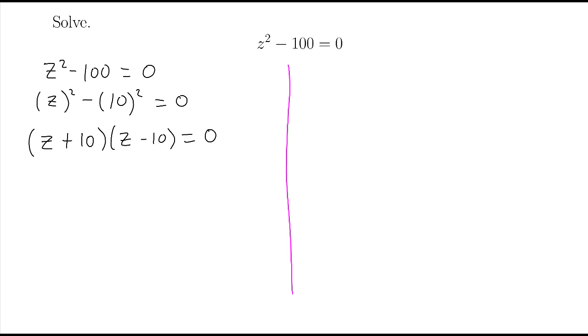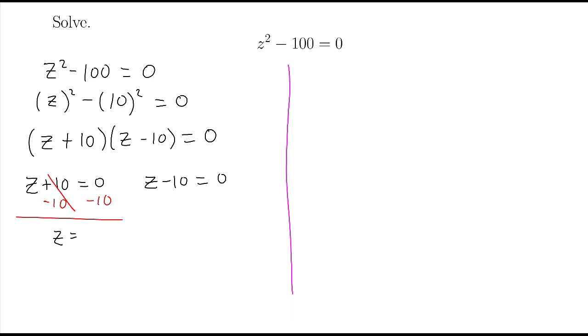Now we can use the zero product property. z plus 10 equals 0. z minus 10 equals 0. And then solve each of these individually. I'll subtract 10 from both sides. That will give me negative 10. If I add 10 to both sides on the second one here, that will give me positive 10. So negative 10 and positive 10 are my solutions.